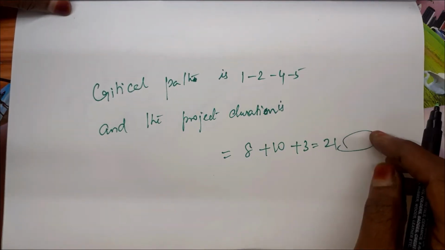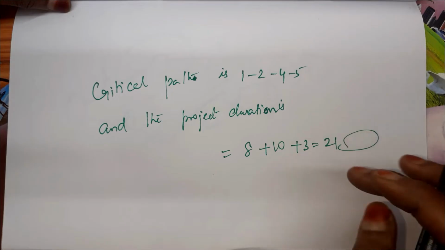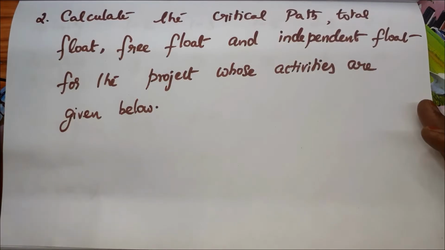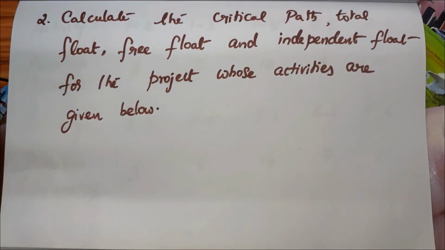The units that they have given, you have to mention, days or hours, whatever they are giving, that you have to write finally. Is it clear? The next problem is, we are going to calculate the critical path, as well as some floats, total, free and independent floats, for the project whose activities are given below.